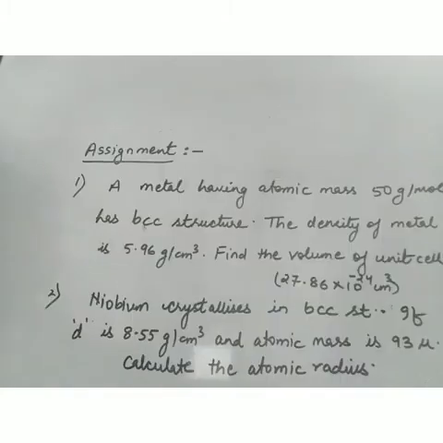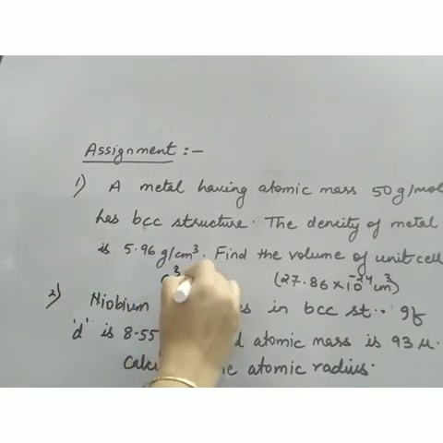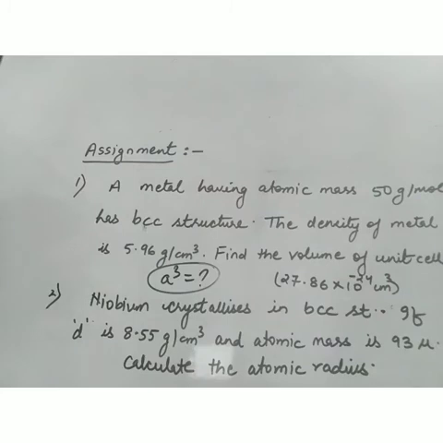Now there are two assignment questions for you. A metal having atomic mass 50 gram per mole has BCC structure. So Z is given to you, that is 2. The density is given 5.96 gram per centimeter cube. We have to find out the volume of unit cell, that is A cube we have to find out. Directly you can solve the question. Okay, Z you know, atomic mass is 50 given to you. Avogadro number you know, density you know, and you have to calculate A cube. So here you have to find out A cube directly, and your answer will come. The answer is this, you can cross check.